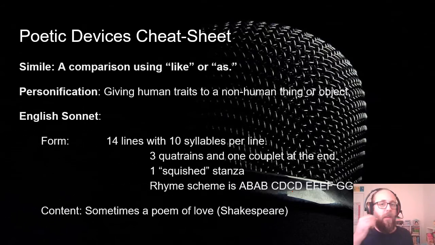Now, one last thing. You don't have to write this down, but I want you to think about it. Be aware of it. The content of this sonnet usually has to do with love or falling in love or being in love or appreciating love for something. Shakespeare is a famous author, Romeo and Juliet. He wrote a lot of very famous sonnets, and a lot of them were focused on love.